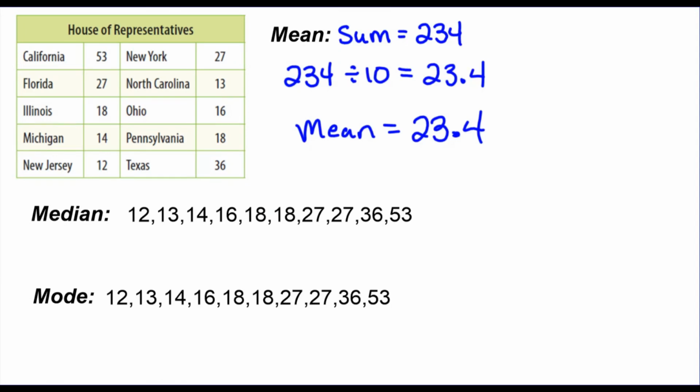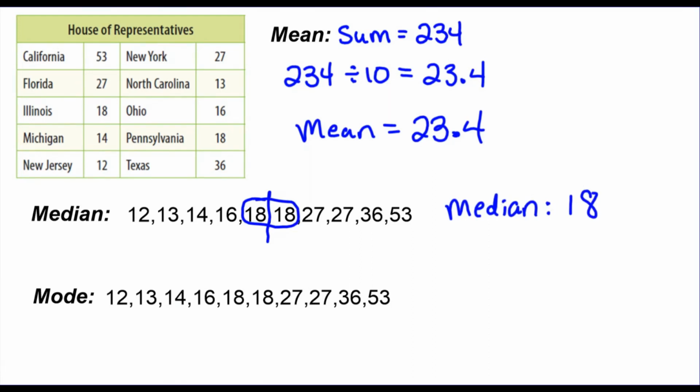The median is the middle number, so I went ahead and put all of these numbers from the table in order from least to greatest. And so the middle number is going to be the median. And since there are 10 numbers in the data set, there's going to be 5 below and 5 above the middle. So that would be right here. There are 5 numbers to the left of the line. There are 5 numbers to the right of the line. So notice there is no number directly in the middle. So it would be the average of the two middle numbers. But since they're the same, our median is 18 representatives per state.